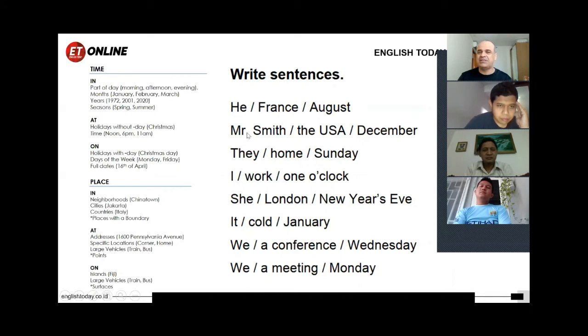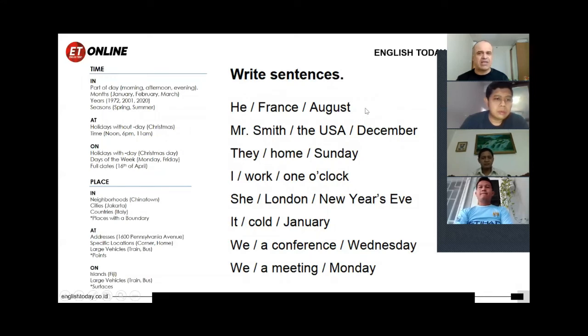Okay. Mr. Smith, the USA, December. Mr. Smith was in the USA. It's the same as France, yeah? He's inside the country. When? In December. So really, these two are the same. He was in France in August. Mr. Smith was in the USA in December. Same prepositions: in the country, in this month.